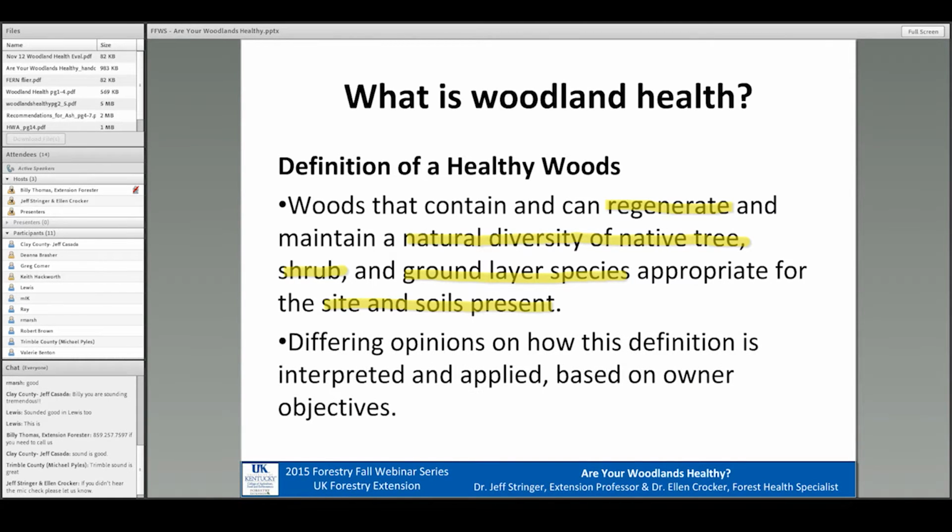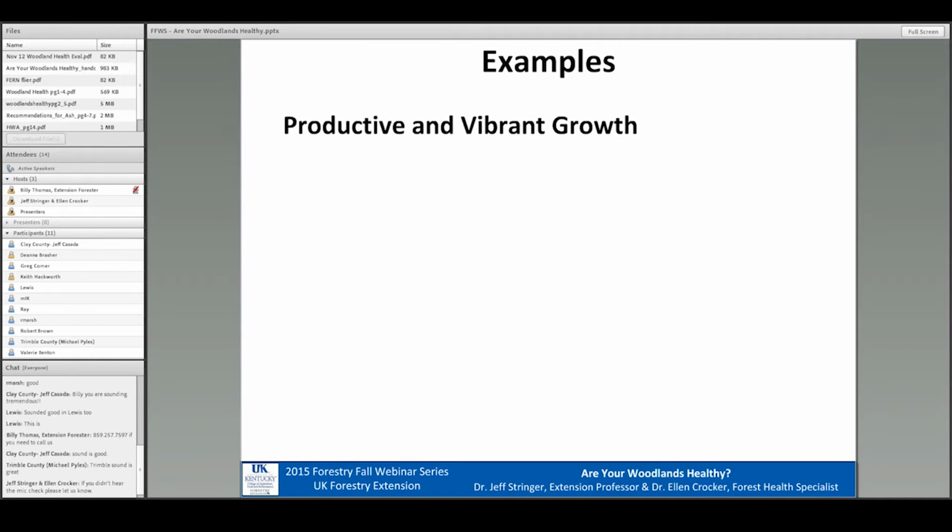Now, there are differing opinions on how this definition is interpreted and applied, and a lot of those opinions are based on your objectives. So what might be a healthy woods to one person may not be to another, and I'll explain that in a minute. There will be an opinion that may differ a little bit in your personal definition of health. Let me give you some examples of that.